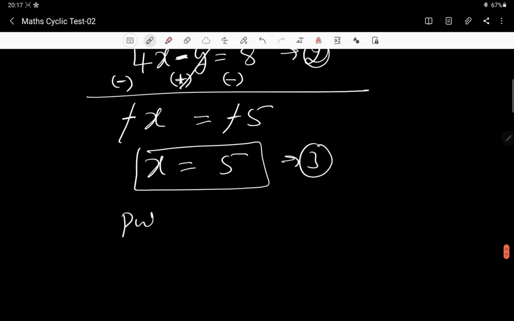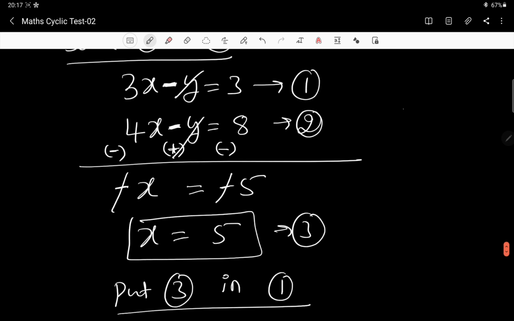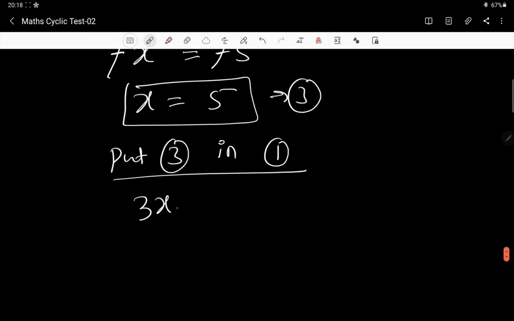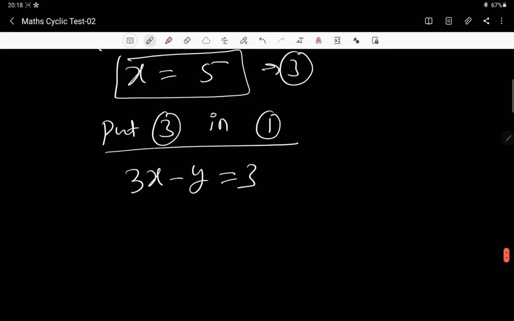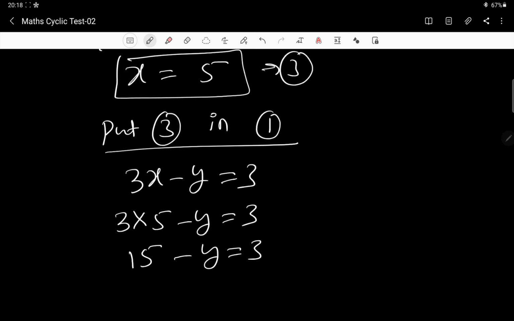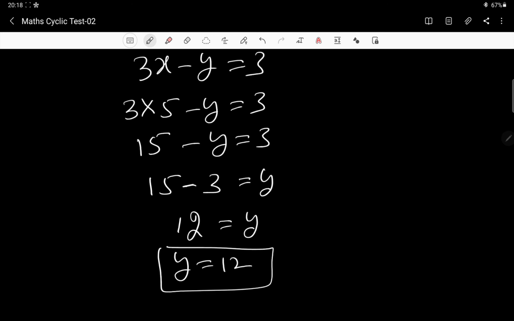I am going to put equation number 3 in equation number 1 or equation number 2. Anything is fine. So what is equation number 1? That is 3x minus y is equal to 3. So I am going to have it as 3 into x, where x is 5, then minus y is equal to 3. So 3 into 5 is 15. 15 minus y is equal to 3. I'm going to bring that 3 this side. 15 minus 3 is equal to y. So 12 is equal to y. That means y is equal to 12. So the value of y is 12 we got.